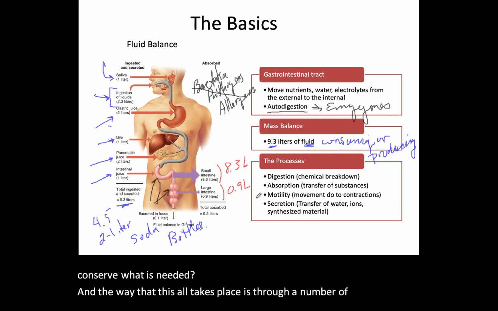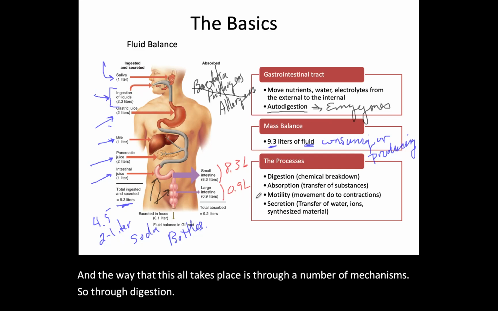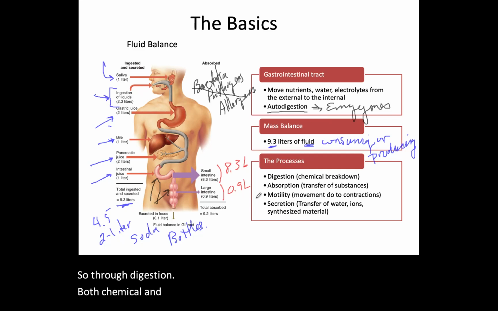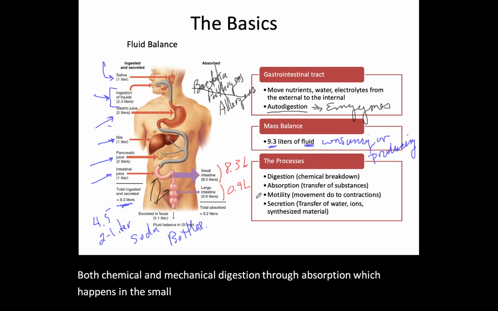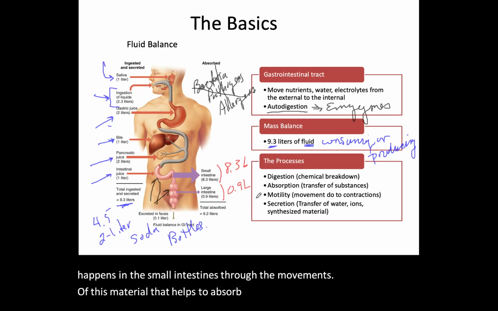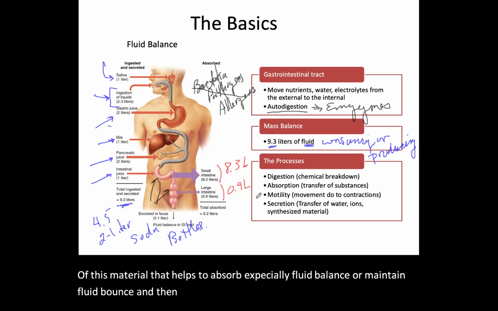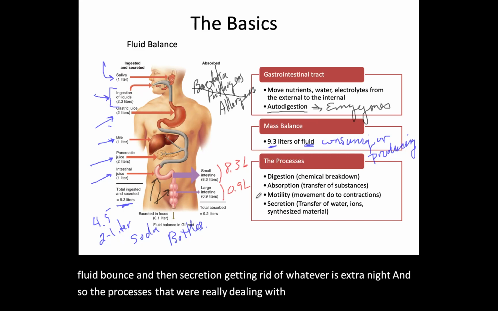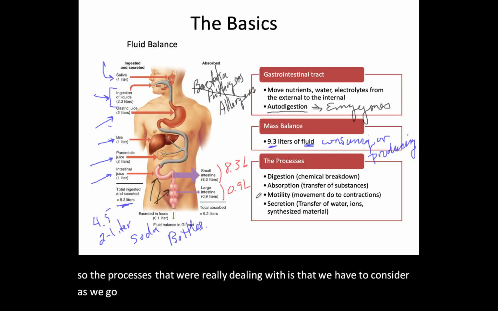And the way that this all takes place is through a number of mechanisms. Right? So through digestion, both chemical and mechanical digestion, through absorption, which happens in the small intestines, through the movement of this material that helps to absorb, especially fluid balance or maintain fluid balance, and then secretion, getting rid of whatever is extra. And so the processes that we have to consider as we go through the digestive system are digestion, absorption, motility, and secretion.